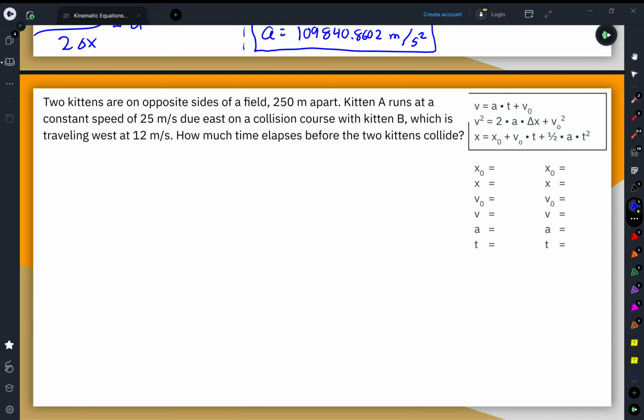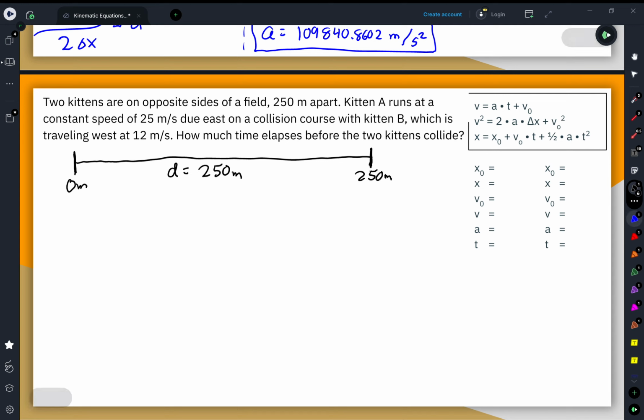So what I'm going to do is try to draw a visual situation for myself. So right here, this is one side of the field, this is the other side of the field. The distance between the two sides of the field is 250 meters. So I can say that this is 0 meters, this is 250 meters. Kitten A.